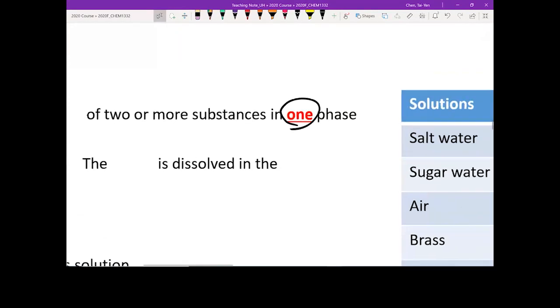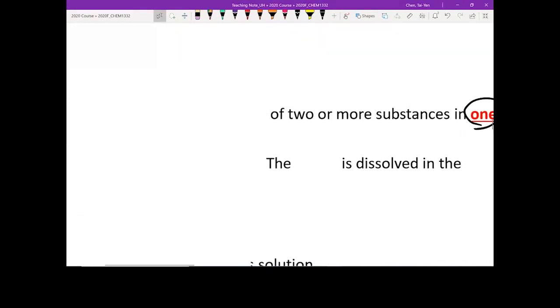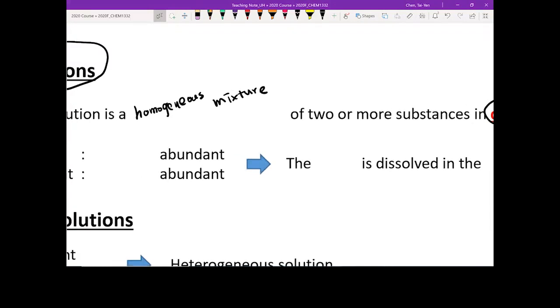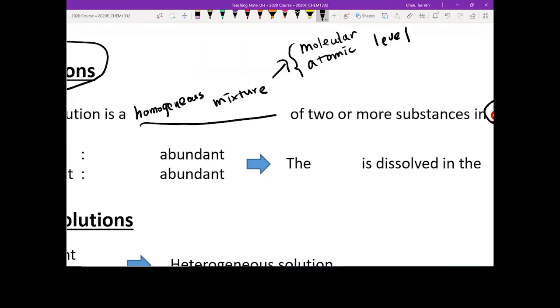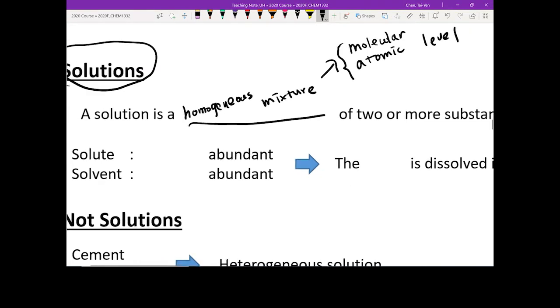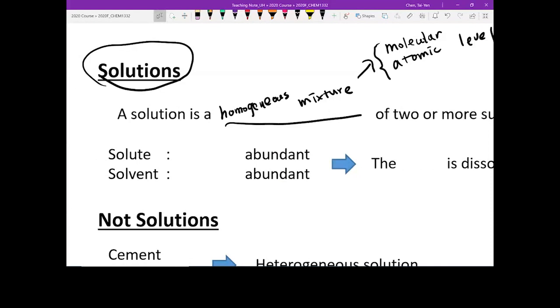So when we say homogeneous mixtures, what does this mean? These need to be homogeneous at either the molecular or atomic level. So this is the key. A few things before we can elaborate on this a little more. Let me introduce the important components that we need to know.